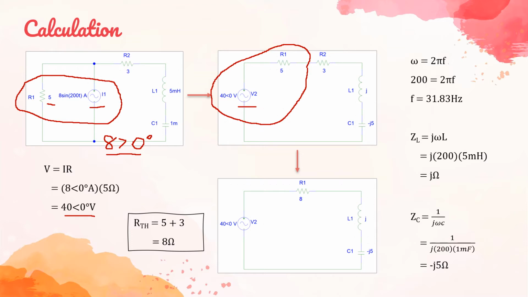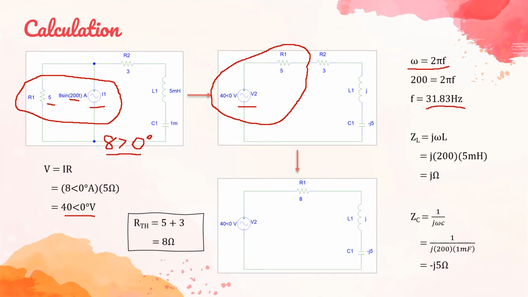Okay, next we calculate the frequency. We know that omega is equal to 2 pi f. So the omega is 200, and we calculate and find the f. So we get f is equal to 31.83 Hz.